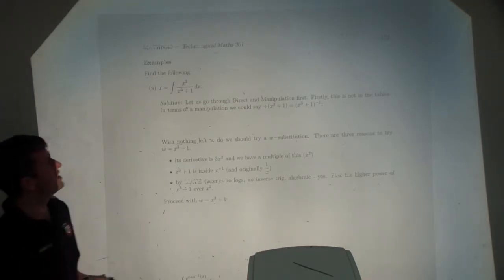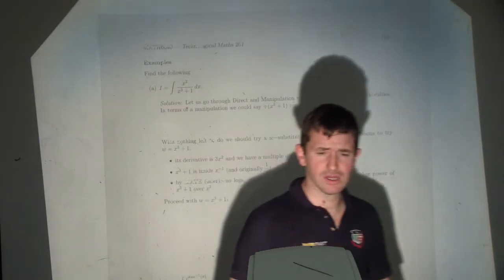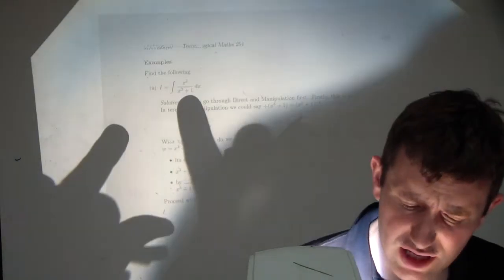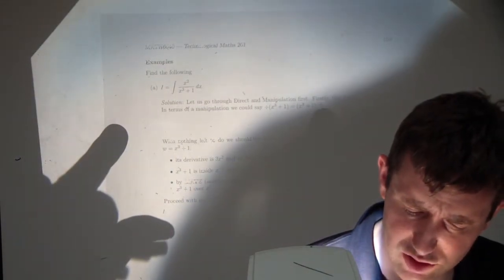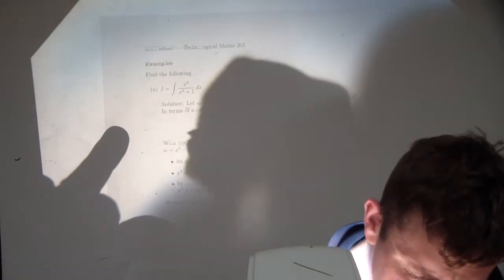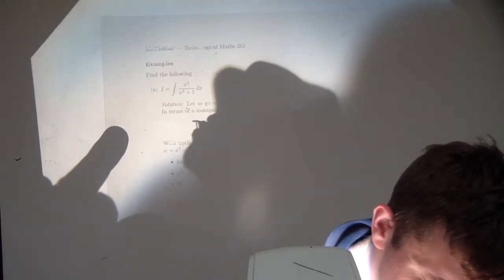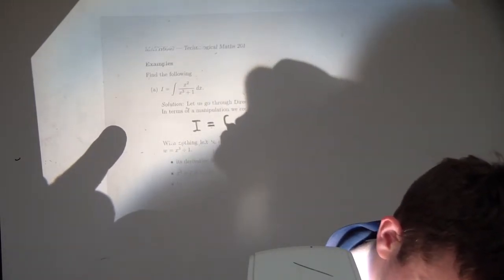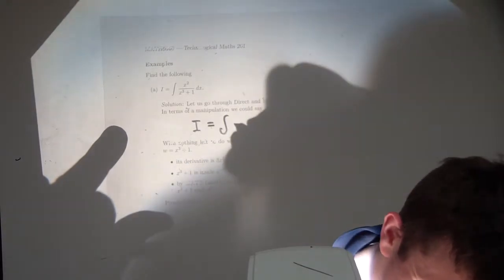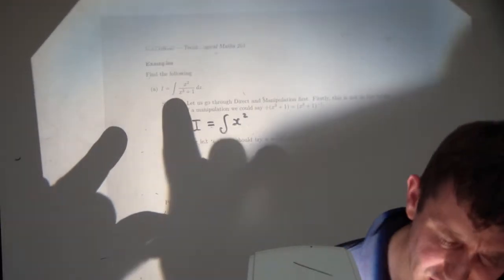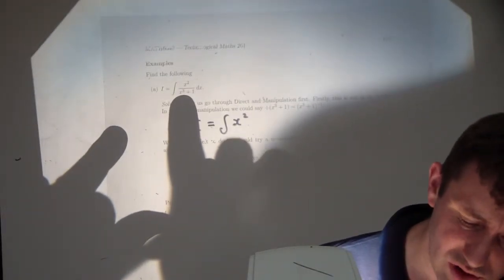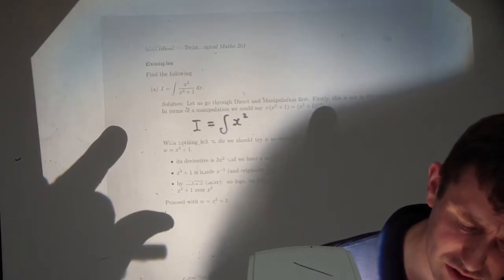In terms of manipulation, the only real thing that you could do is say divided by x cubed plus 1 is x cubed plus 1 to the power minus 1. So you could end up with I equal to, so you have x squared and you've got divided by x cubed plus 1, which is the same as x cubed plus 1 to the power of minus 1.